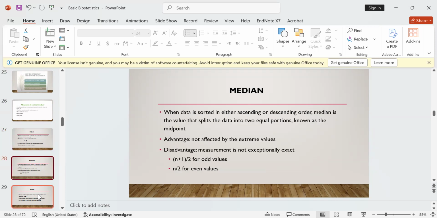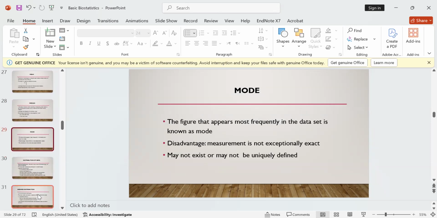What is median? When the data is sorted in either ascending or descending order, the median is the value that splits the data into two equal proportions, known as the midpoint. Its advantage is that it is not affected by extreme values, but its disadvantage is that the measurement is not exceptionally exact. If there is an odd number of values, we use the formula n plus 1 divided by 2. And if there is an even number of values, then we have the formula n divided by 2. What is mode? The figure that appears most frequently in the data set is known as the mode. Its disadvantage is that the measurement is not exceptionally exact, may not exist, or may not be uniquely defined.